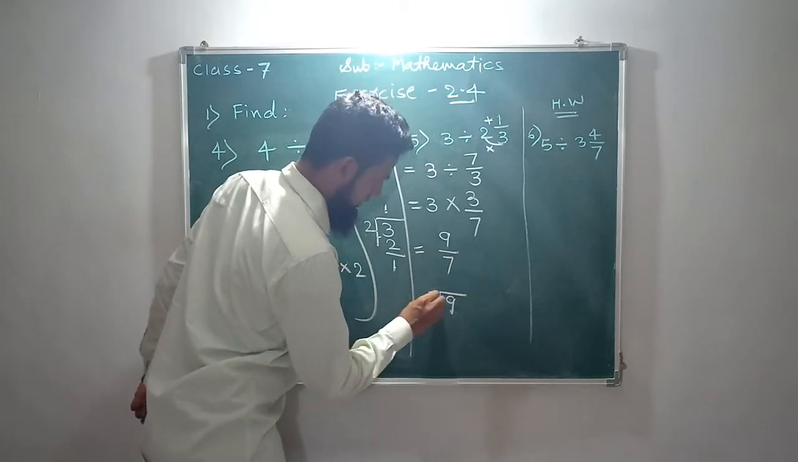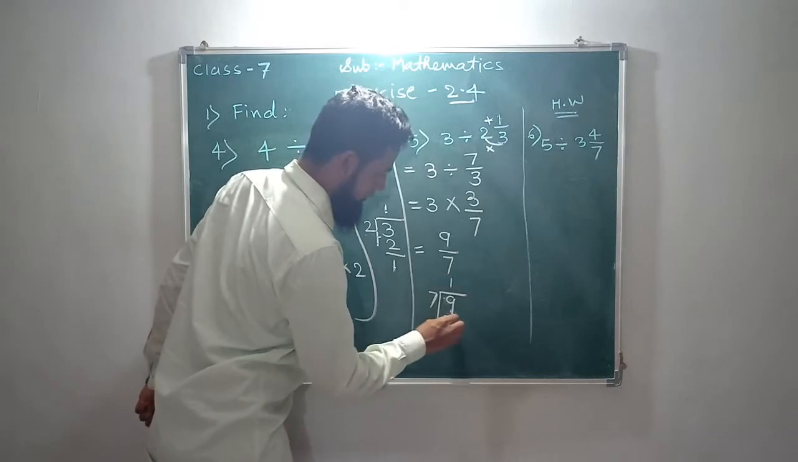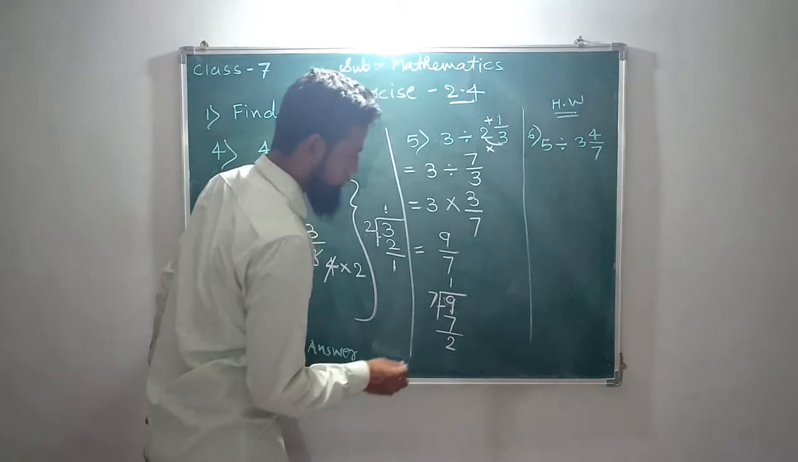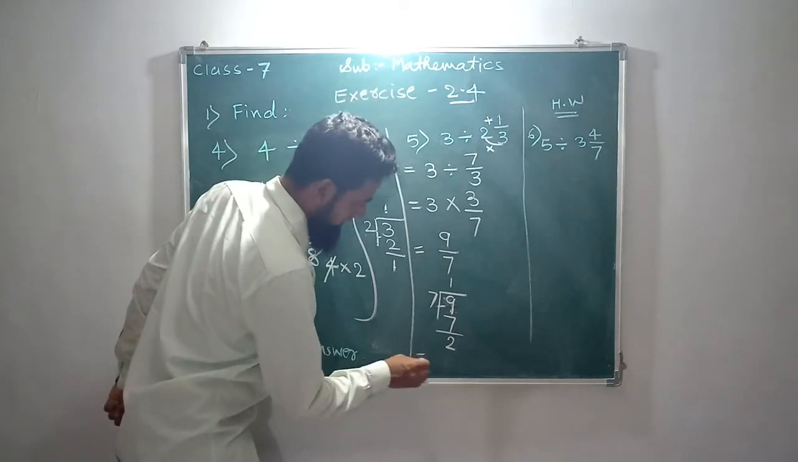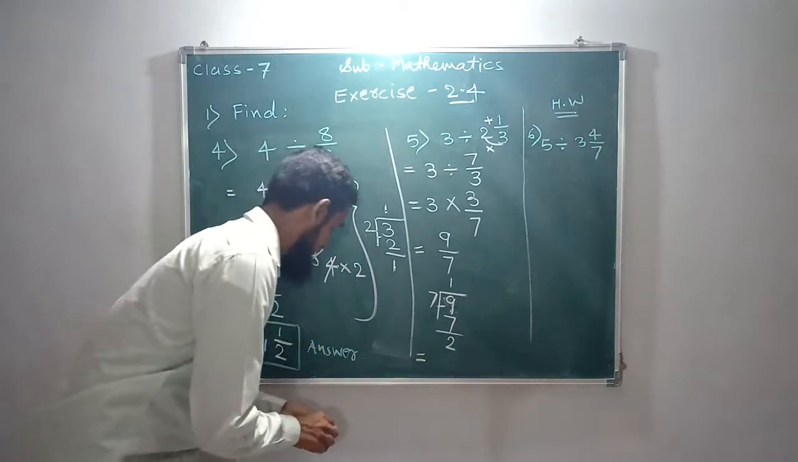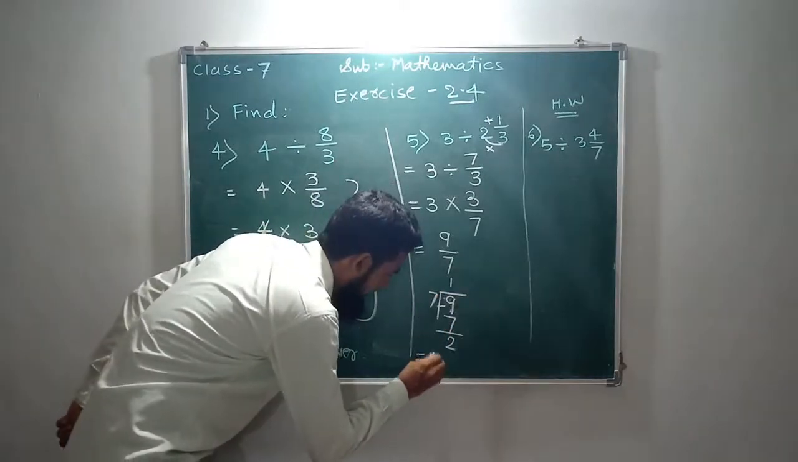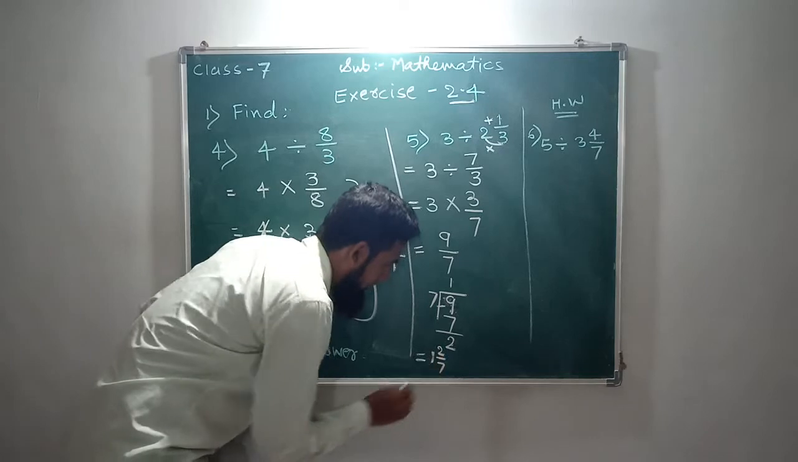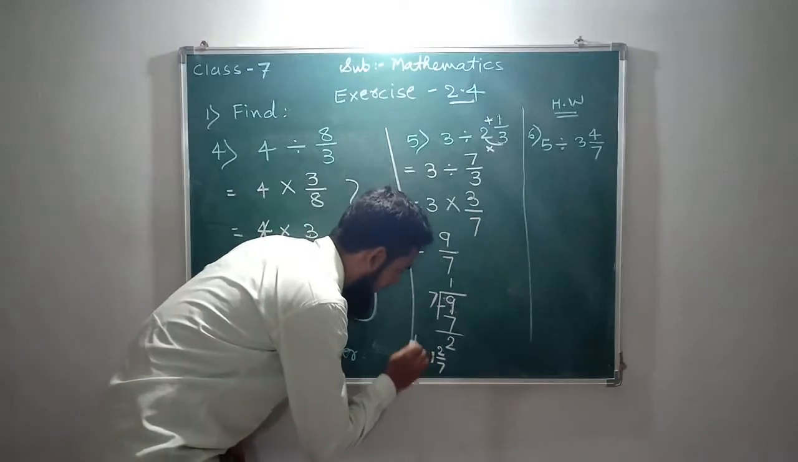9 divided by 7. 7 times 1 is 7. 9 minus 7 is equal to 2. So beta, what is the answer? The answer is 1 integer 2 upon 7. It is your answer.